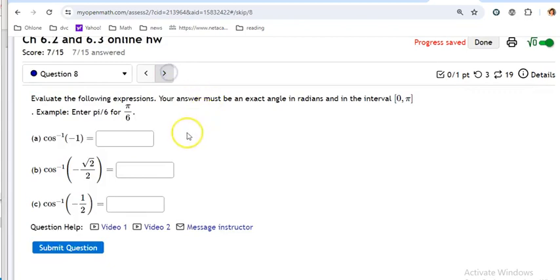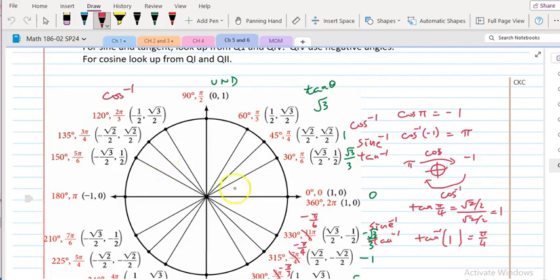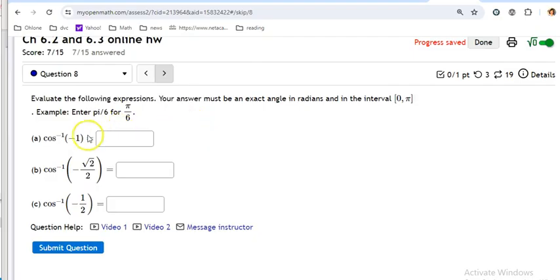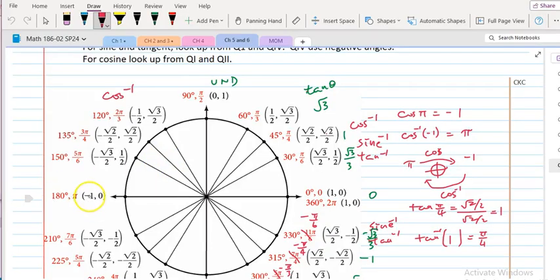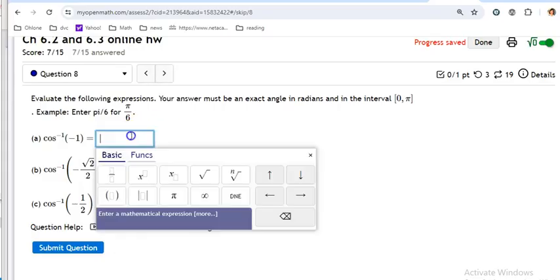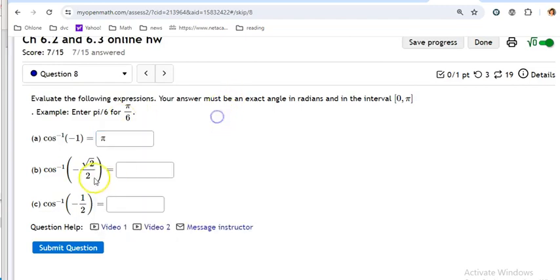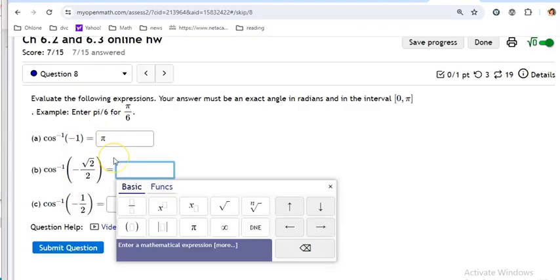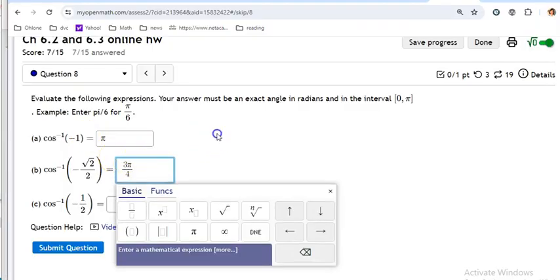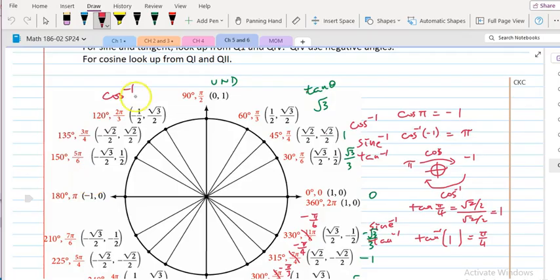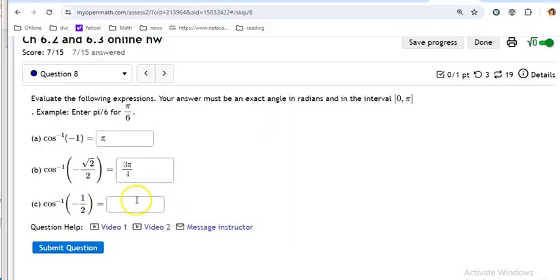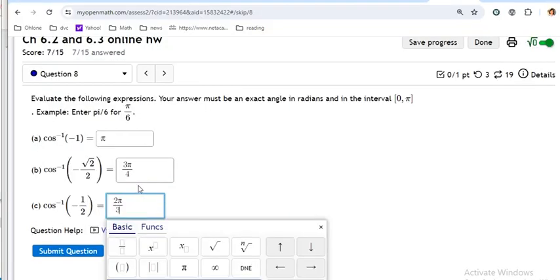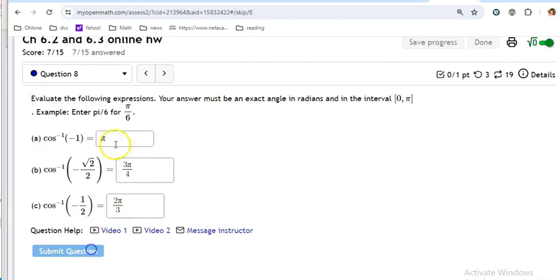And then we do cosine inverse, which is the first 2 quadrants. Cosine inverse of negative 1, where the x value is negative 1, is pi. Negative root 2 over 2 is here, so the x value is negative root 2 over 2. The angle is 3 pi over 4. We're doing a reverse lookup in the unit circle. Negative 1/2 is negative, but it is in here. The angle is 2 pi over 3. That's it.